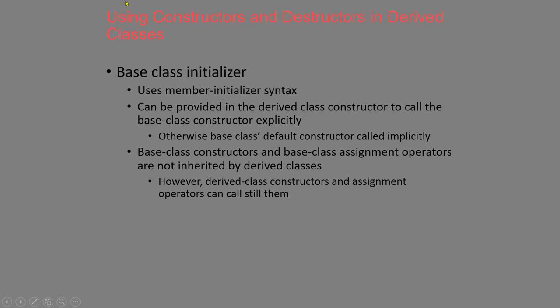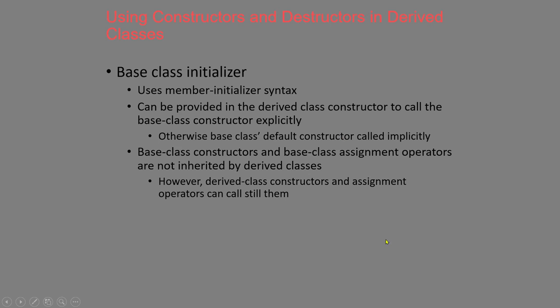So what is done, for example, you have a base class and you have derived classes, and you want to initialize the data members of the base class, and you also want to initialize the members of the derived class. What do we have to do in that case? Constructors can be used to initialize the base class, and can be provided in the derived class constructor to call the base class constructor explicitly. Otherwise base class default constructors are called implicitly.